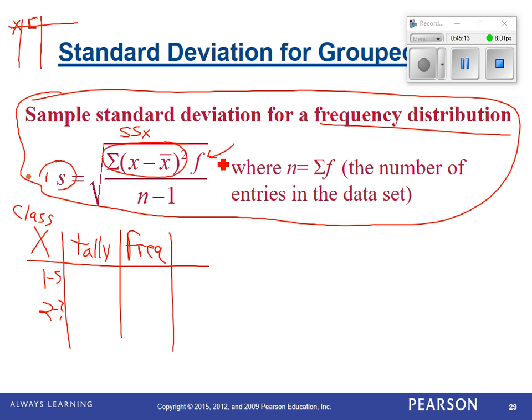F, what's F stand for? Frequency. N stands for the number that you're dealing with, so how many of them there are. And here, since we're doing a sample, we do N minus 1, not just the capital N.